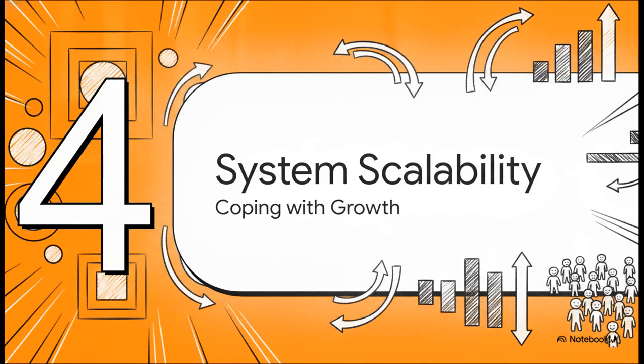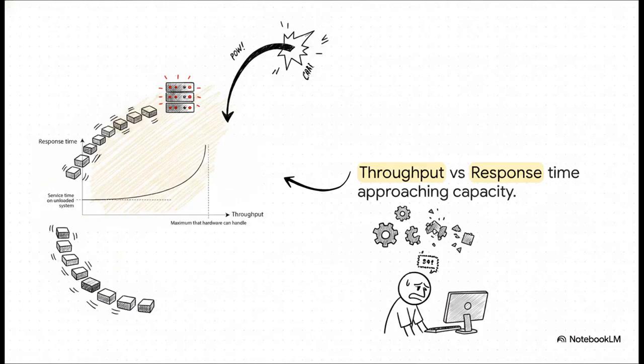Section 4, Achieving System Scalability. Let's talk about coping with explosive growth. So let's say your system is lightning fast and perfectly reliable today. What happens when you go viral and gain 10 million users overnight?